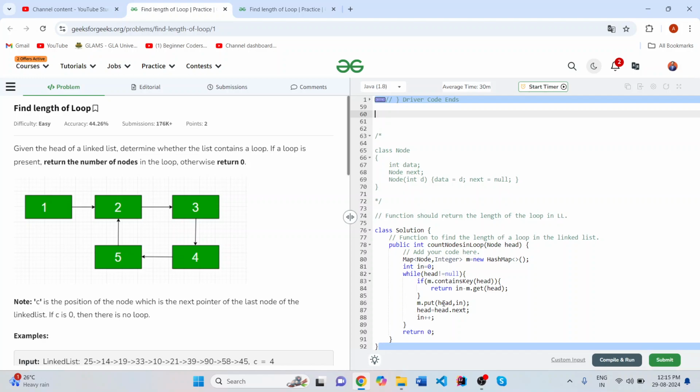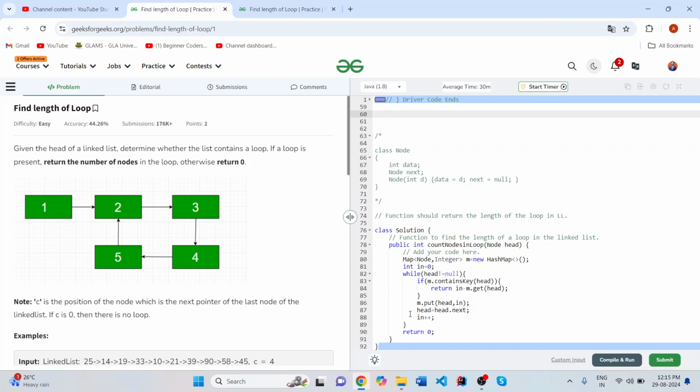Otherwise, we just have to put the node and its index in our hash map. So map.put(head, index). So containsKey was the function to check whether the key is present in the hash map or not. So this is the usage of a hash map. Now we have to move the head to the next. head = head.next, and we increase the index. We have increased our variables.